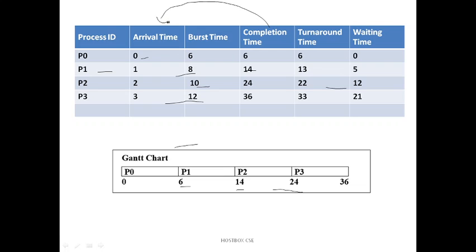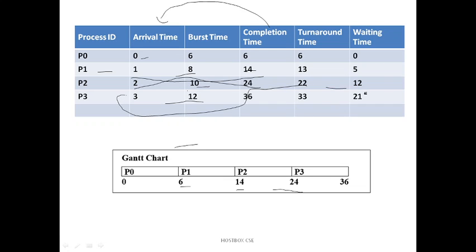So let's continue with P0. What is the turnaround time of P0? That is 6 minus 0, 6. And for P1, 14 minus 1, I am highlighting here. So 14 minus 1, 13. Similarly, turnaround time for P2 is 24 minus 2, 22. At last, turnaround time for P3 is 36 minus 3, 33.